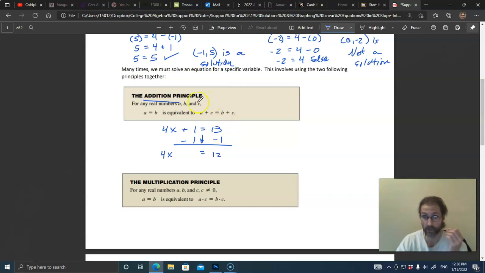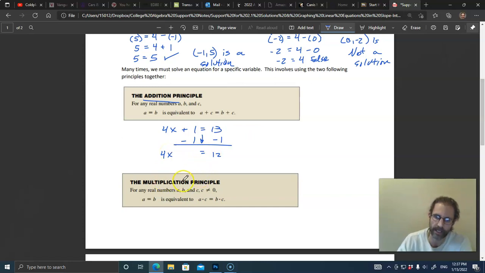Now the addition principle basically says that you can either add or subtract any number you want from both sides of the equation, and the equation will stay balanced. But when you're solving these equations, you don't want to add or subtract just any number. You want to try to eliminate the number, or you've got to think, how can I eliminate this number? If it's a plus 1, you want to subtract 1. Okay. All right. Now we're at this point. We've got our x term by itself. We've got to get the x by itself.